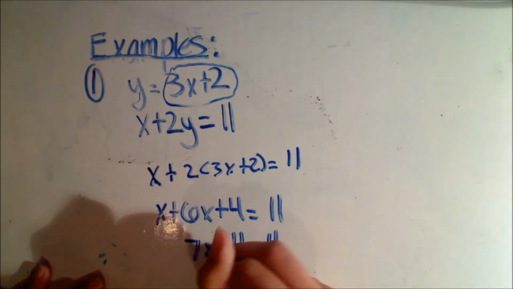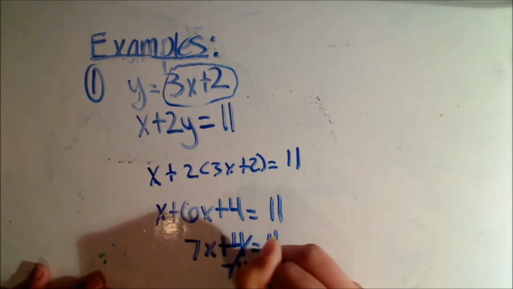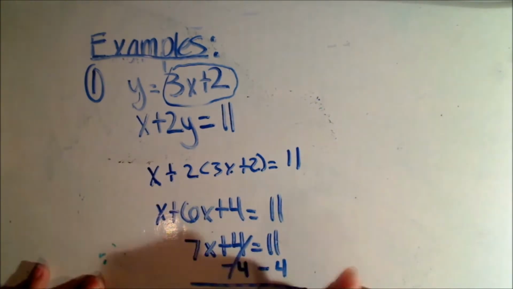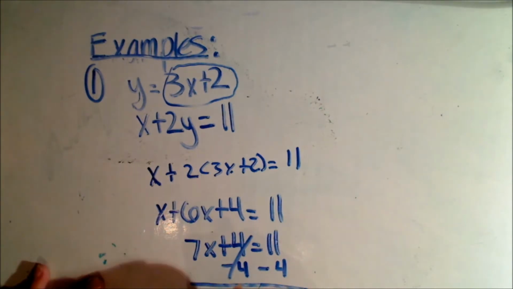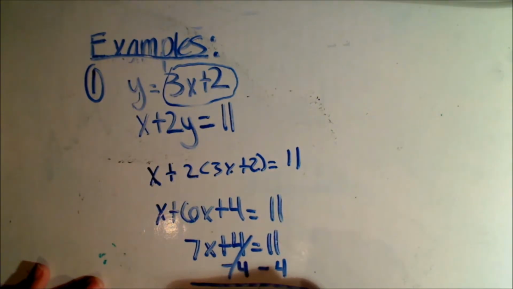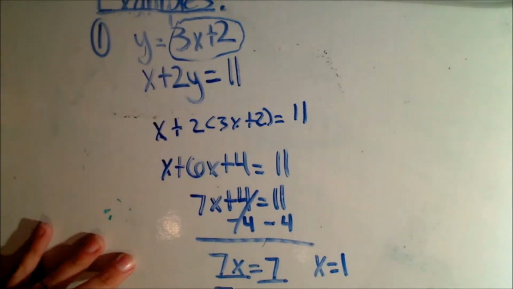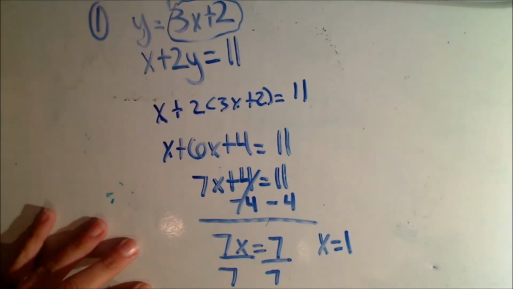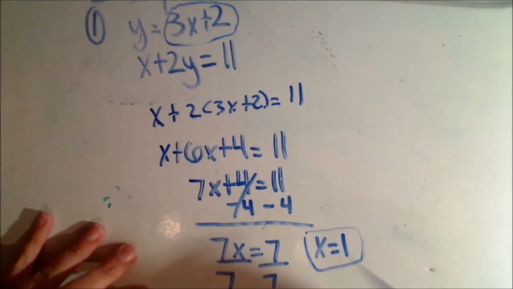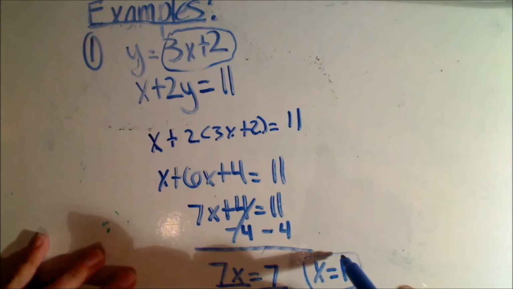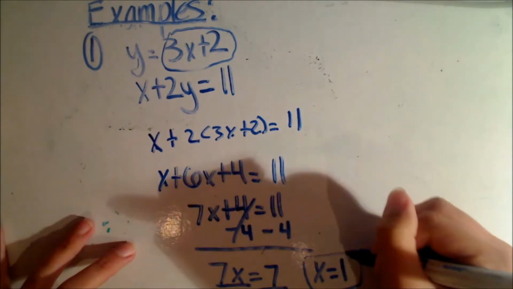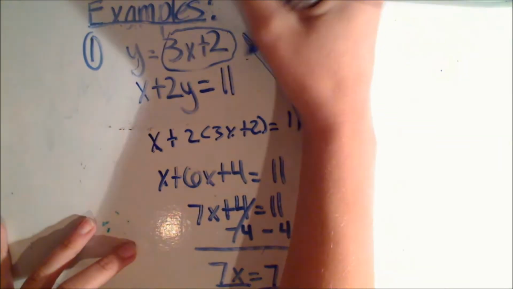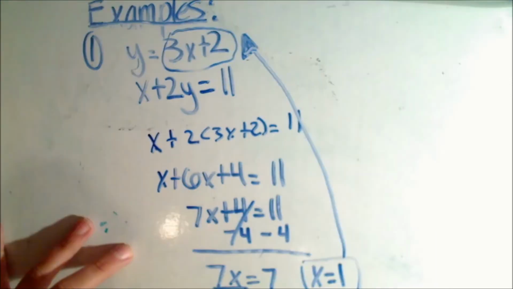Now we just minus the 4 from both sides, and you get 7x equals 7. Divide each side by 7, and you get x equals 1. Alright, you see that? So now, plug it into the equation we didn't plug into before, which would be this equation.